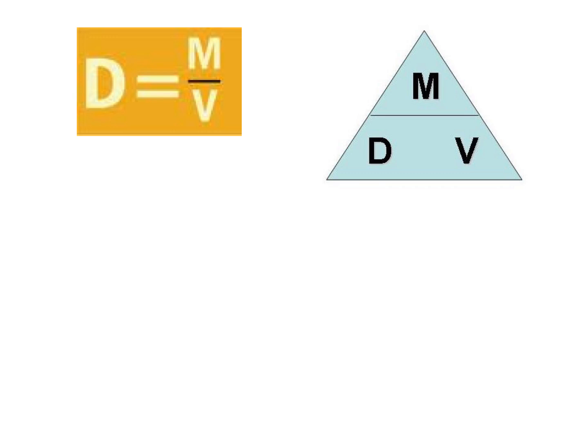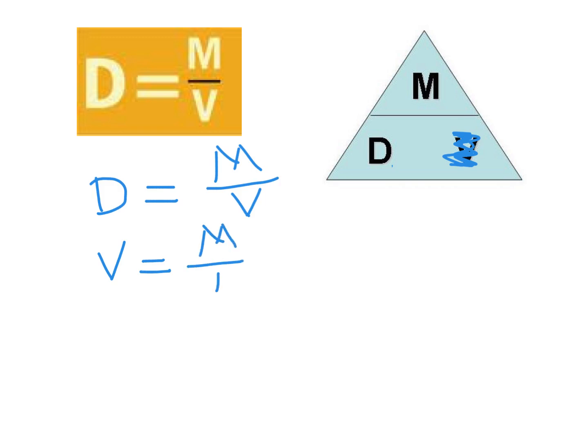So if we're looking at this triangle and we want to know the formula for density, then just hold your thumb over the D and see what's left. The formula for density, D, is equal to what's left when you're blocking the D, M over V. And then if you want to know the formula for volume, then just block the V with your finger. You've got volume is equal to, and look and see what's left. That is M over D. So volume is equal to mass over density.